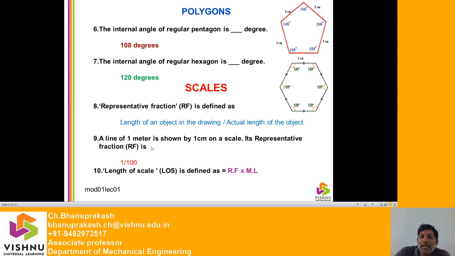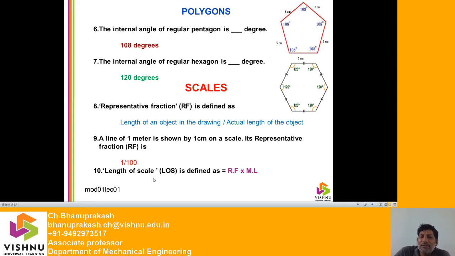For example, a line of 1 meter is shown by 1 centimeter on a scale. So its representative fraction is: 1 meter is shown by 1 centimeter. So 1 centimeter is the length of the object in the drawing, divided by the actual length, 1 meter. 1 meter equals 100 centimeters. So 1 centimeter divided by 100 centimeters. The centimeter gets cancelled. The ratio is 1 by 100.